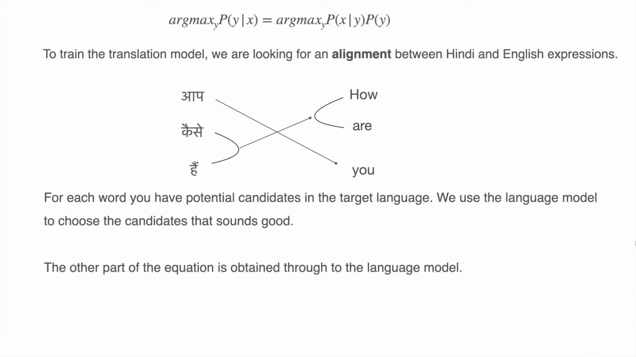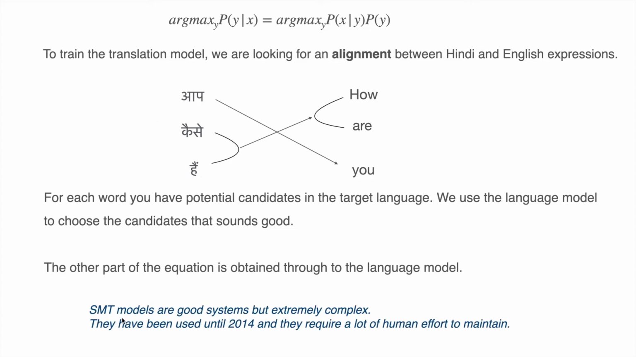The second part of the equation, that is probability of Y, which is a language model, is obtained through training a language model on the target sentence. Here we have Hindi as the source sentence and English as the target sentence. Statistical machine translation models are good systems, but they are extremely complex and they require a lot of human effort to maintain, because as we've seen, there is a lot of laborious work of mapping the words from the source sentence to the target sentence, and then they can be used in training these SMT systems.